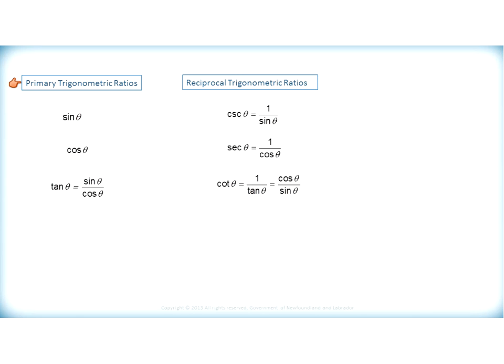I want you to recall your primary trig ratios are sine, cosine, and tan. Tan, of course, is sine over cosine. Recall your reciprocal trig ratios are cosecant, which is the reciprocal of sine, secant, which is the reciprocal of cosine, and cotan, which is the reciprocal of tan, or cosine over sine.